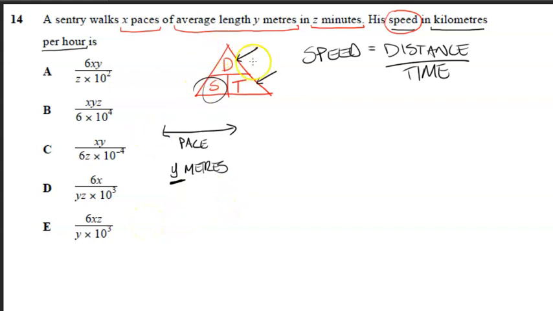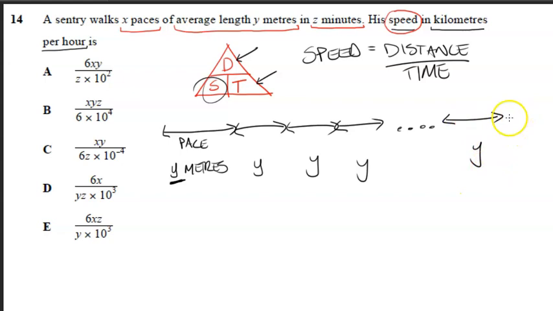Now, we need the distance, and so this sentry walks x paces. So the sentry walks another y meters, and then another y meters, and another y meters, and it keeps walking, obviously, until he gets to the end.